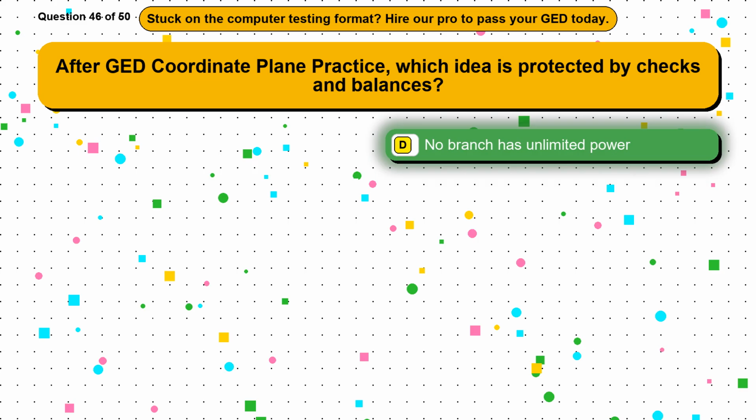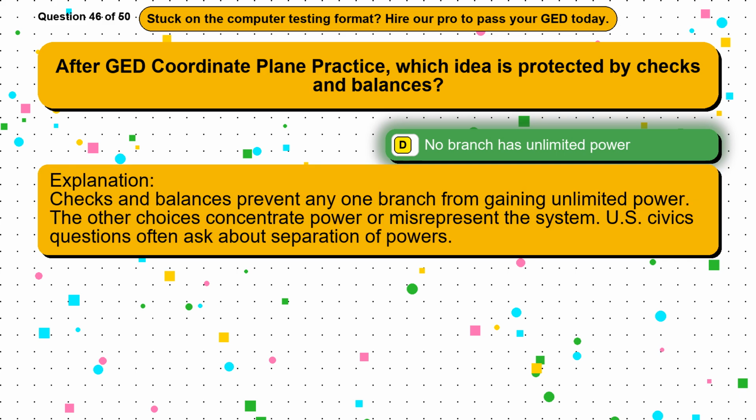The correct answer is option D. No branch has unlimited power. Checks and balances prevent any one branch from gaining unlimited power. The other choices concentrate power or misrepresent the system. U.S. civics questions often ask about separation of powers.